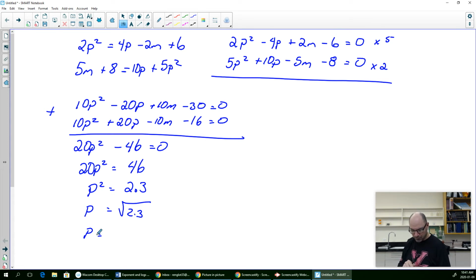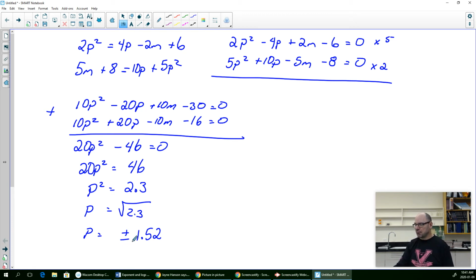Okay, and so I get 1.52, and this is plus or minus 1.52. Why is it plus or minus? Because if you think about it, the square root of 25 is 5, but it also could be negative 5 because negative 5 times negative 5 is also 25. So whenever you're square rooting a number from a square like that, you have a plus and a minus. So that's why you get two values.